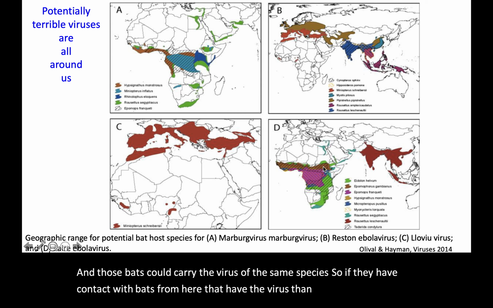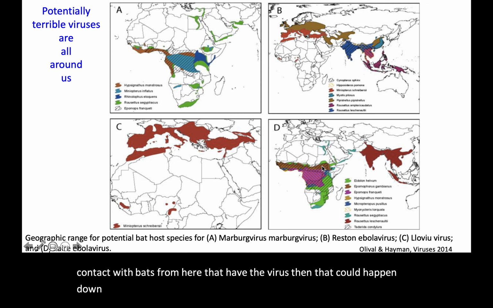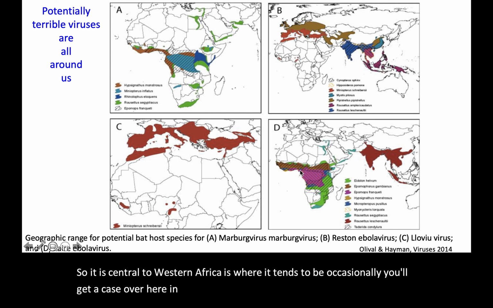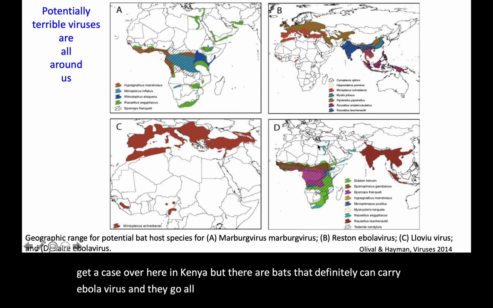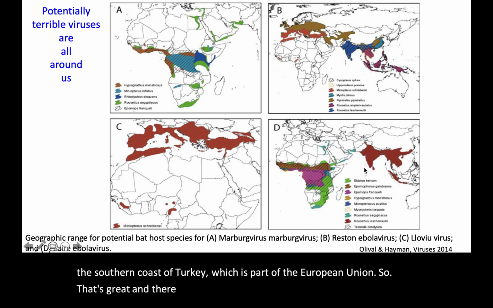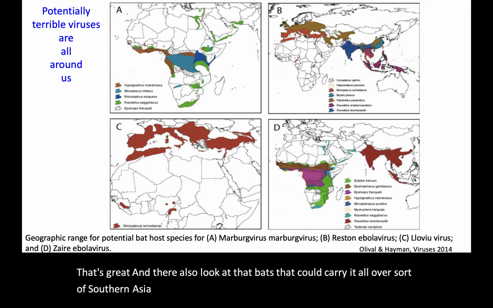Down here, regular Ebola virus, again, only found for the most part in this part, sort of central to western Africa, is where it tends to be. Occasionally you'll get a case over here in Kenya. But there are bats that definitely can carry Ebola virus, and they go all the way down to the bottom of Africa, up to the southern coast of Turkey, which is part of the European Union, so that's great. And there are also bats that could carry it all over southern Asia, including parts of China. So yeah, that's terrible.